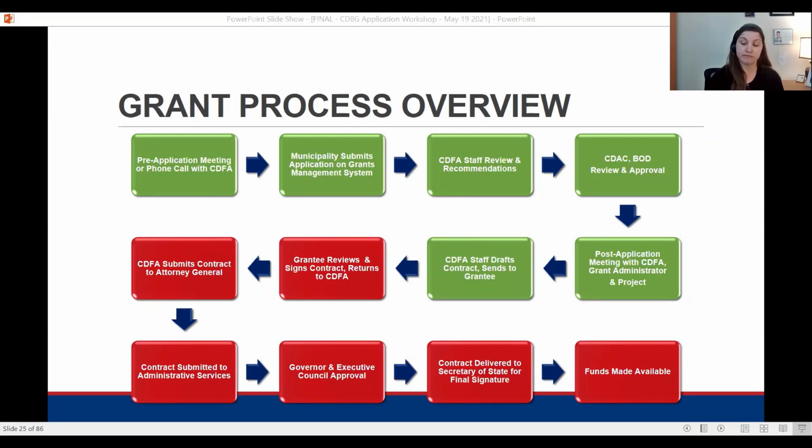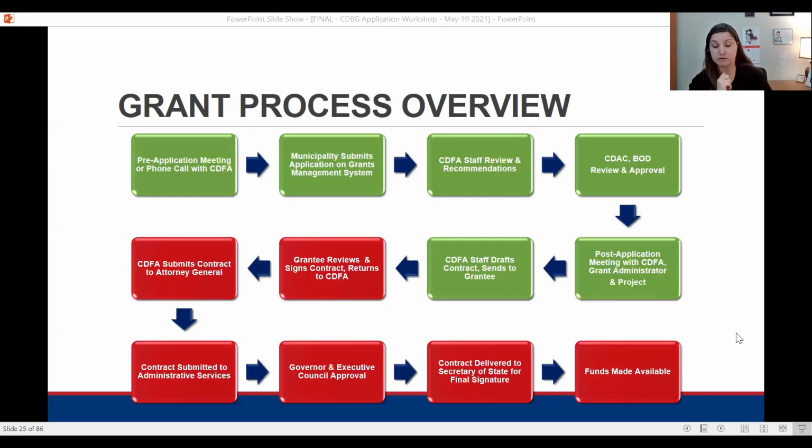Our Community Development Advisory Committee is an advisory group whose members are appointed by statute or by the governor. And then after that, we just wanted to note here that economic development applications, emergency grants, and planning grants are all, again, reviewed on a rolling basis. And so that's occurring throughout, but they all take this process that we have outlined here as well.